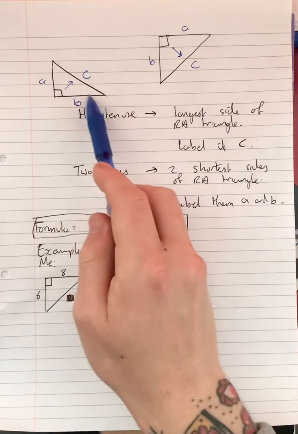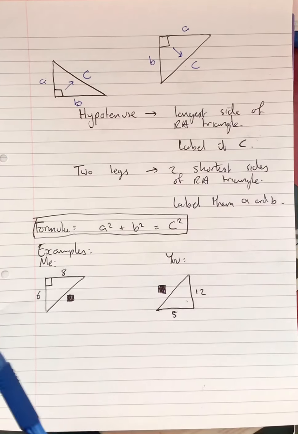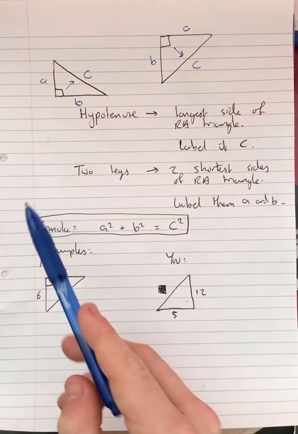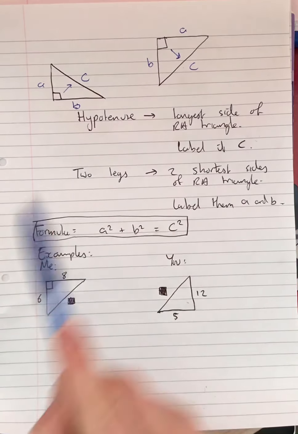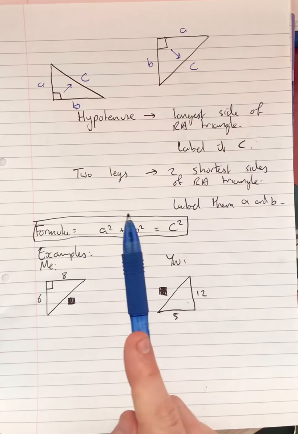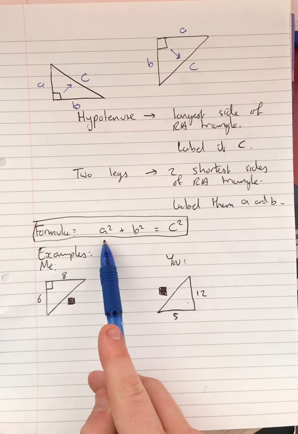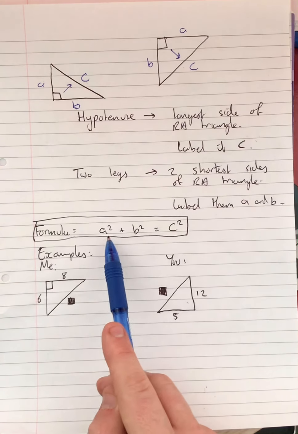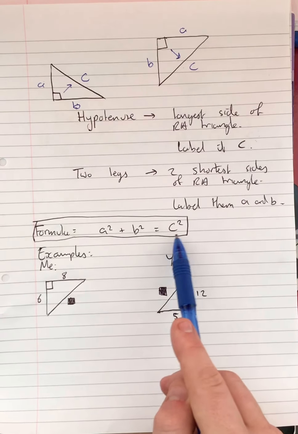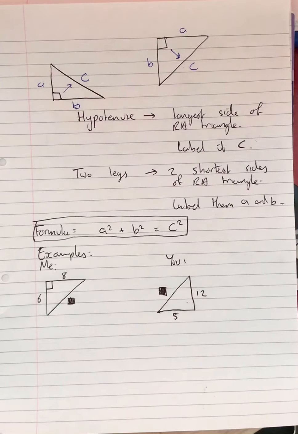Okay? Now the two legs, the two other shorter sides of the right-angled triangle, we label them A or B. And it doesn't matter which way round we label them A or B. I could quite easily have called that B and that A. It wouldn't matter. But we label the three sides A, B and C. A and B are the two shorter sides, the legs. C is the hypotenuse, the longest side. Now the formula tells us that if we square the lengths of the two smaller sides and add them together, we get the same answer as if we just squared the longest side.